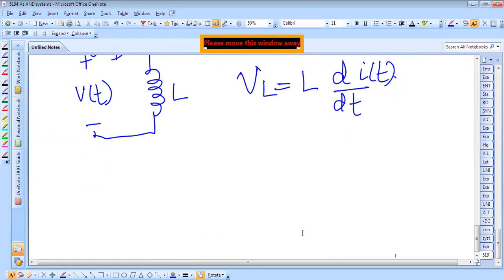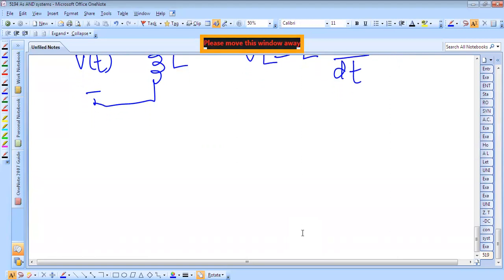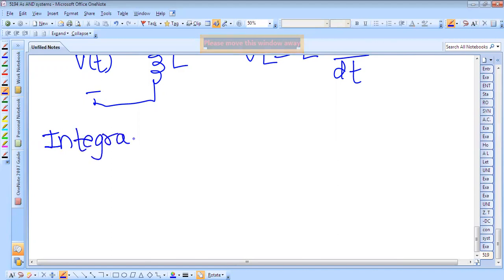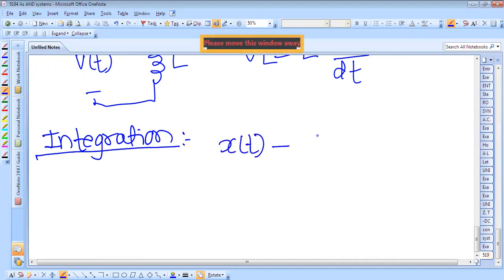Next is the integrator, or we can say integration. Again, let x of t be a continuous time signal.